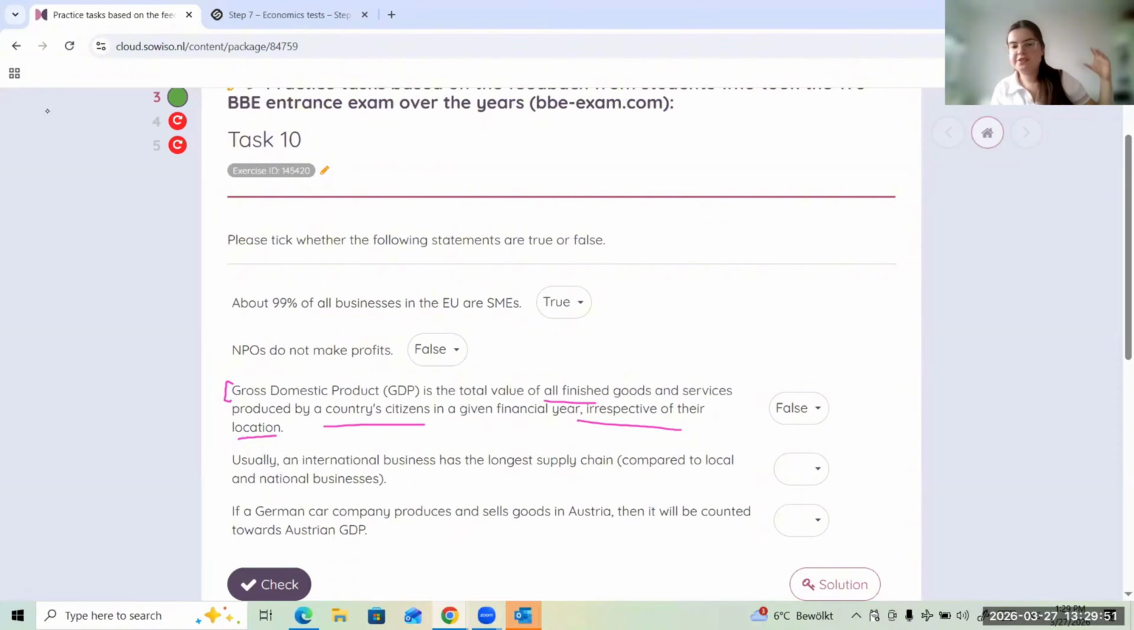Then, an international business has the longest supply chain. Yes, okay, this is from the book, there is a sentence that says that, but also logically, if you have an international business, of course, it will have a longer supply chain compared to a national business. I would say that would be for sure true, there's no need to explain further. And then, if a German company produces and sells goods in Austria, it will be counted towards Austrian GDP. Yes. So any company from any part of the world, if it is in Austria and it produces and sells goods in Austria, it will be, by the definition of GDP, counted towards Austrian GDP.